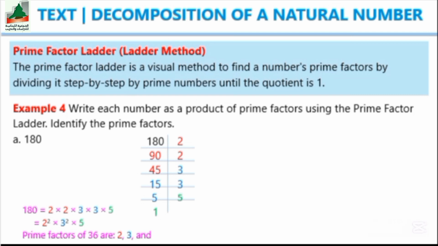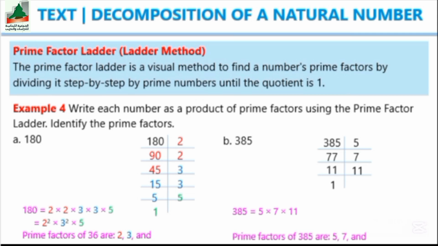Another example, we have here 385. So we draw the ladder, then we divide 385 by 5 because the unit digit of 385 is 5. Then the answer gives us 77, which is divisible by 7, and 11 is a prime number which is divisible by itself. So the quotient is 1. Thus 385 is 5 times 7 times 11, and the prime factors are 5, 7, and 11.